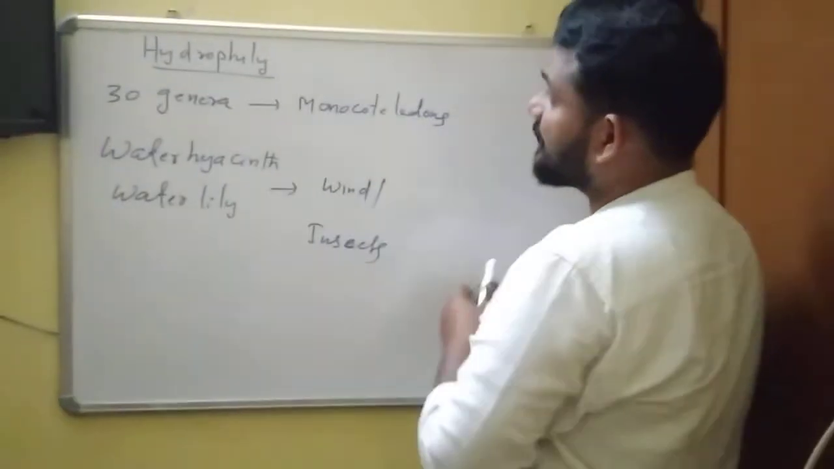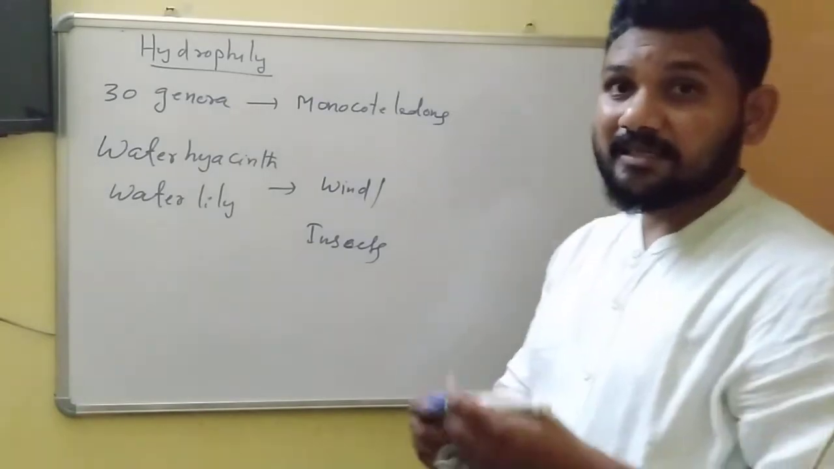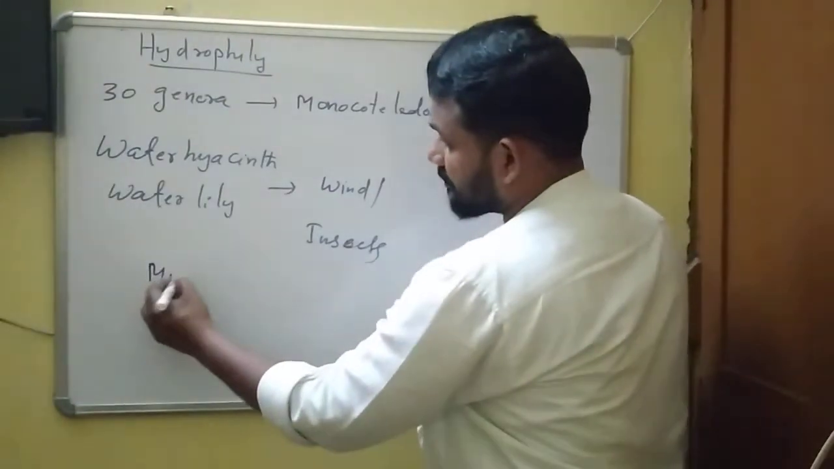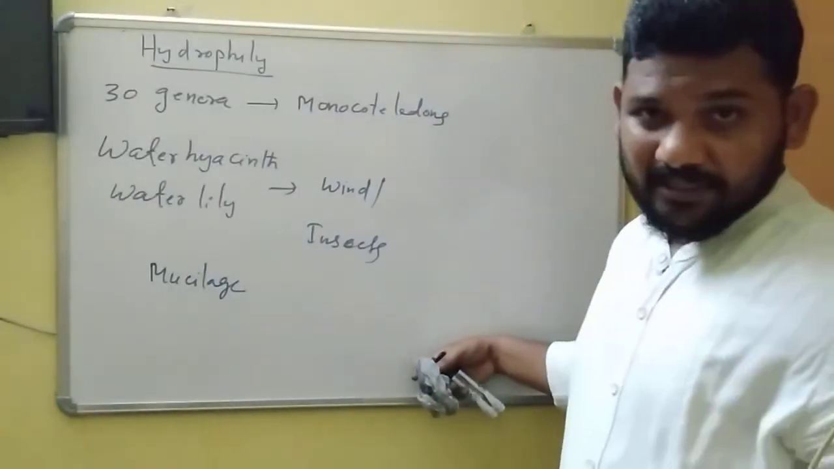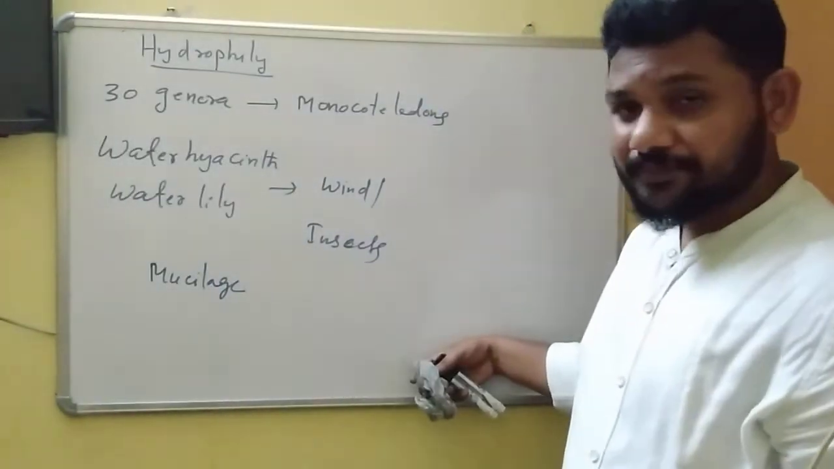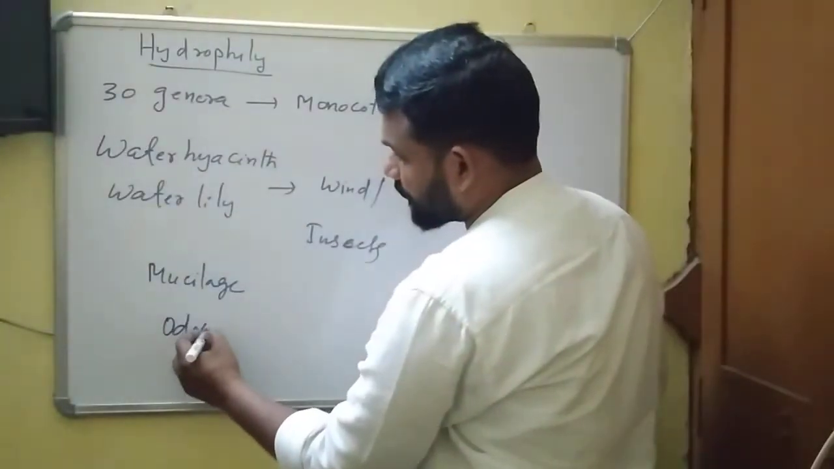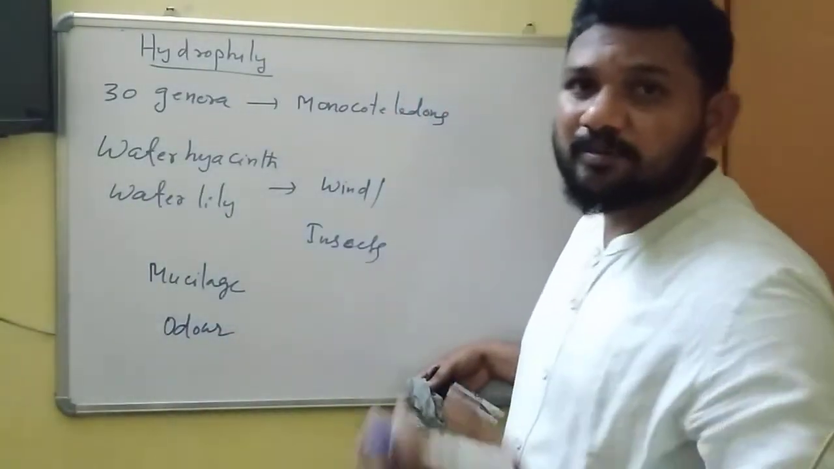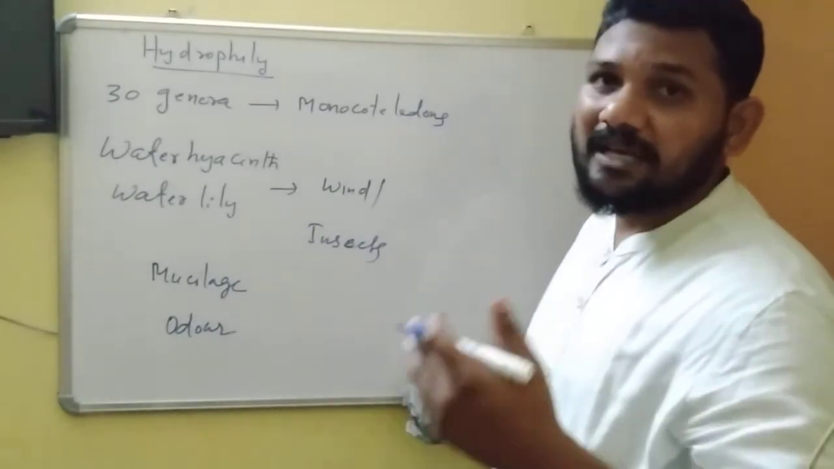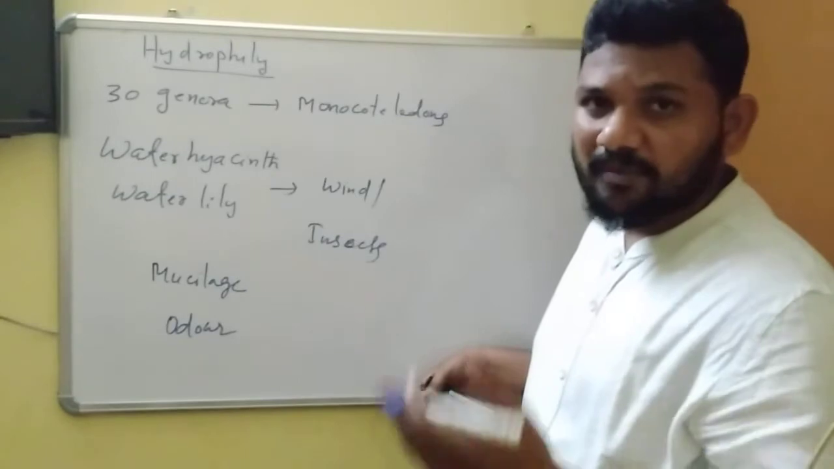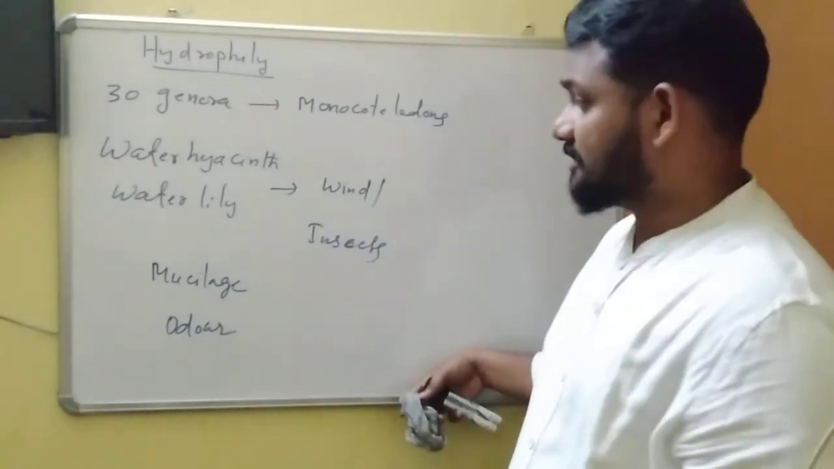And in hydrophily, again, flowers are inconspicuous. Pollen grains are covered over by mucilage, because the mucilage protects them from wetting. They do not produce odor. They are not colorful. They do not produce nectaries. These characters are common in both anemophily and hydrophily because they won't attract any other living things.